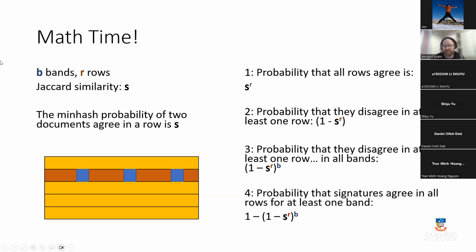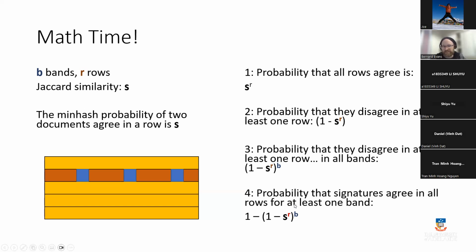Now, that's fine. Now I have the probability that they disagree in at least one row. So this is the probability that they are not the same. It's just going to be 1 minus the probability that they are all the same, the probability that they are not all the same. At least one of them is different. At least one of them is different in every single band, right? So this probability raised to the power of B, right?